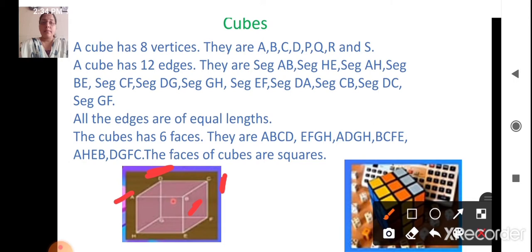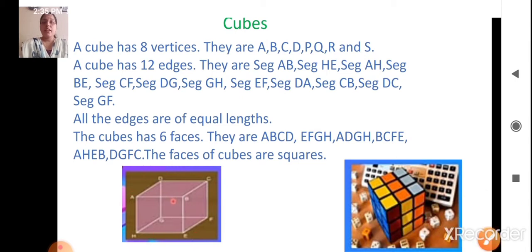PQRS. Actually it should be HEFG. Okay, ABCD, and here it is written HEFG. Clear, children? So these are the 8 vertices of a cube: ABCD and HEFG.